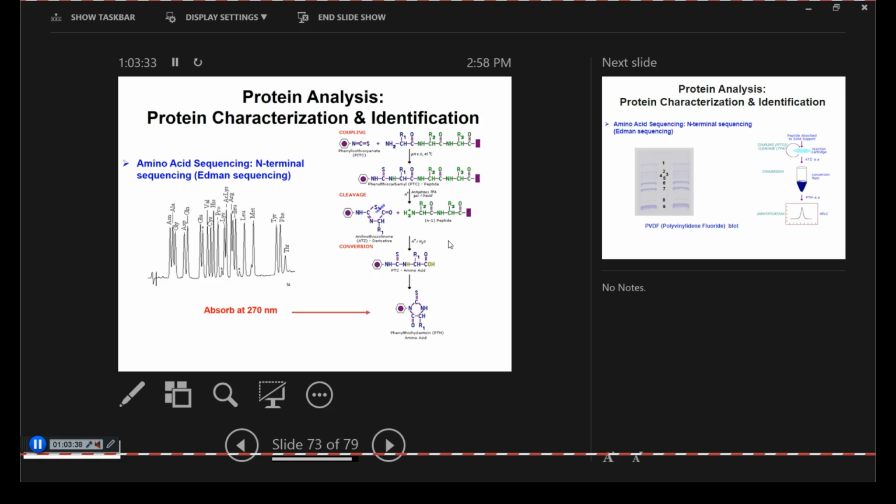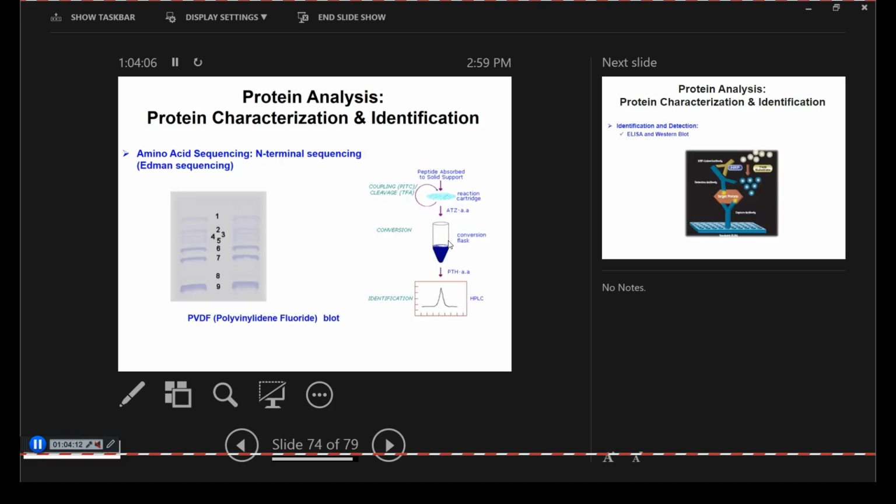So you react it with PITC, the coupling compound, that will react with the first amino acid from the N-terminal and break it off the chain, and then another chain of reactions will result in a compound that will absorb light at 270. So this is one cycle. Every cycle, you send it to reverse phase chromatography and you run standards so that you can quantitate that particular amino acid based on its interaction with the column. It determines where it comes out. So you run standards with that and run calibration curves.